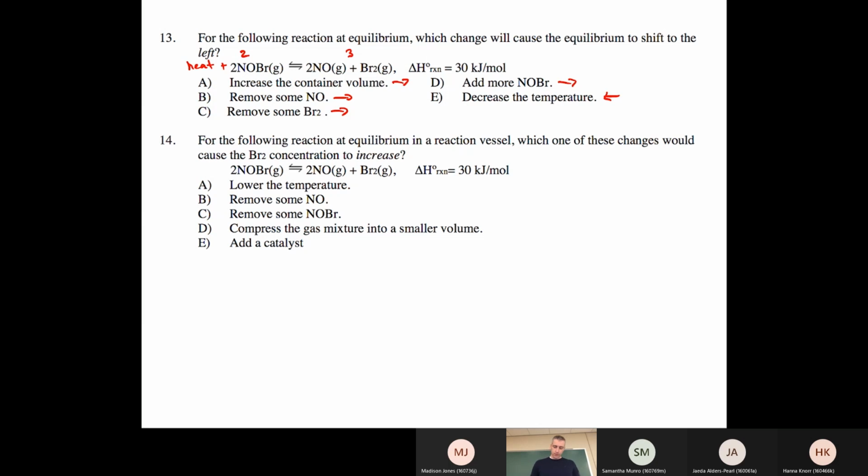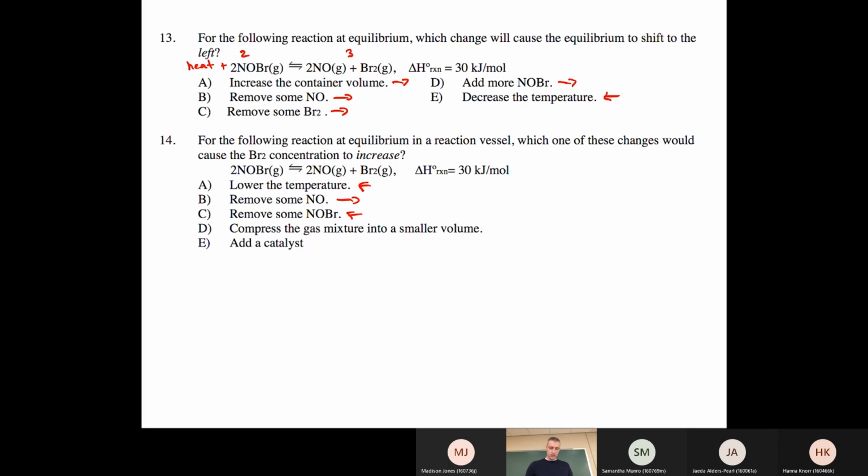14 says, for the following equilibrium in a reaction vessel, which one of these changes would cause the Br2 concentration to increase? So again, this is endothermic, just like the previous example. I mean, it is the previous example. Which will cause this to shift to the right? Well, lowering the temperature, no, that'll go to the left. Removing some NO will cause it to shift to the right and produce more Br2. Removing some NOBr will go to the left.